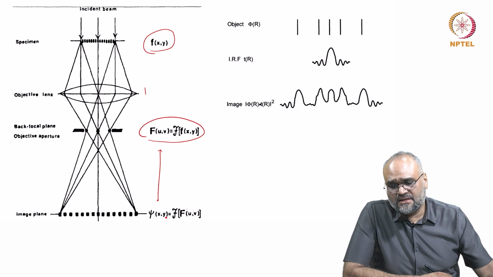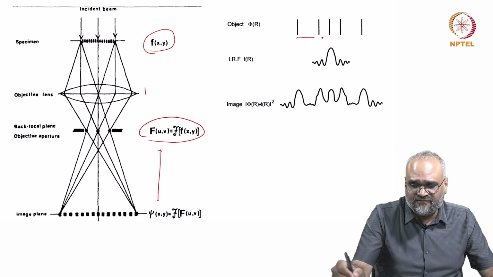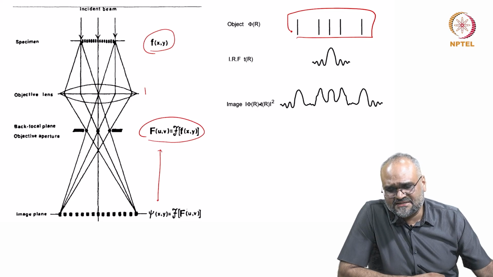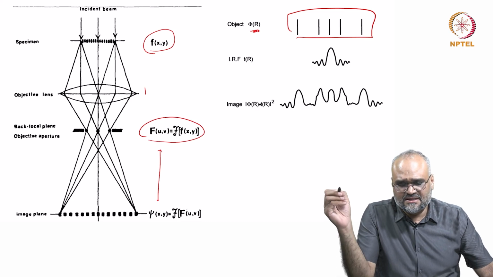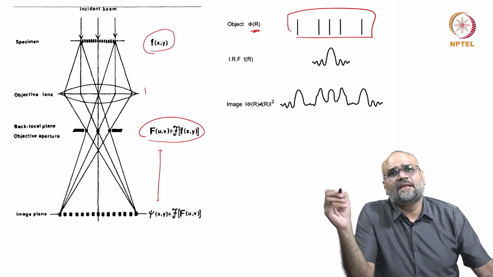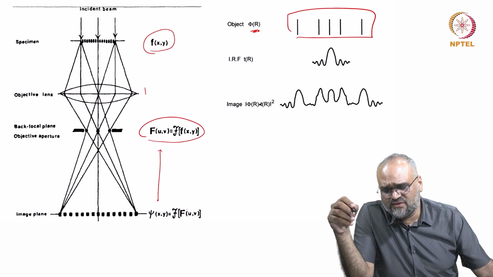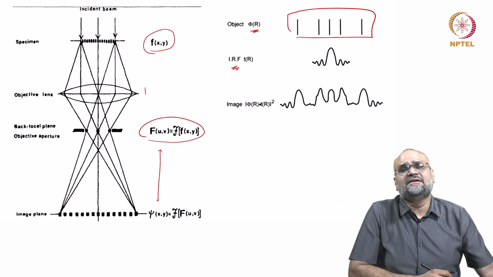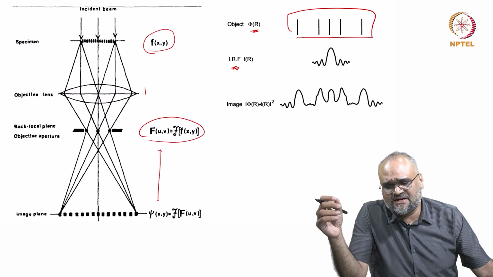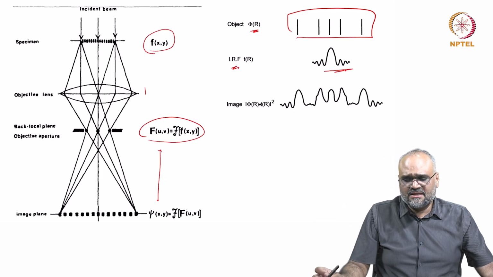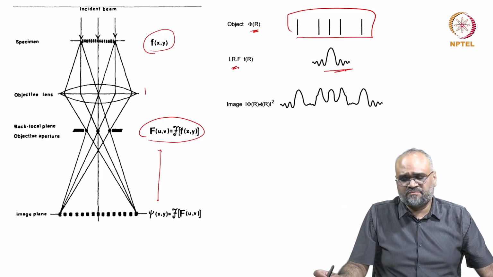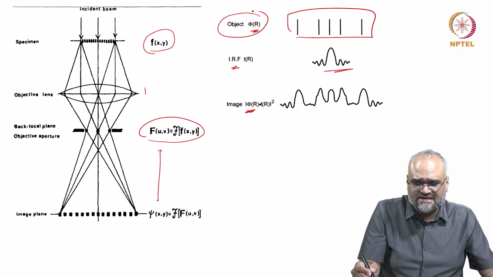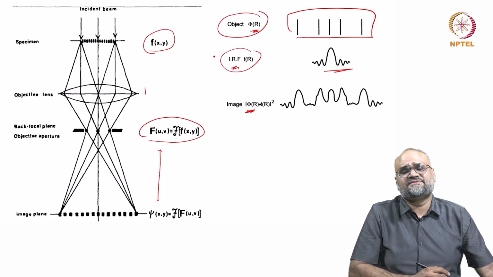Now, the object function, which includes my electrostatic potentials, if it is represented as some phi of r, the modulation that is introduced, that is a subset of the impulse response function or the kind of point spread function of the microscope, gives you an image which is a convolution between the object function and the impulse response function.